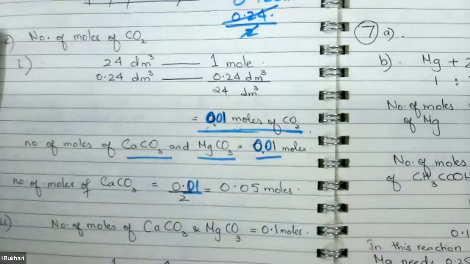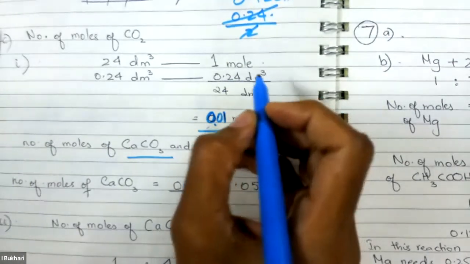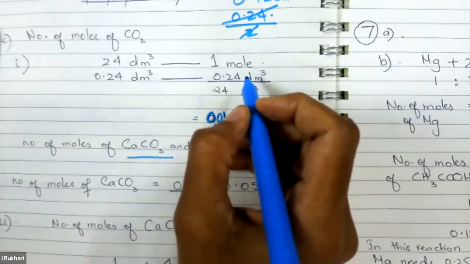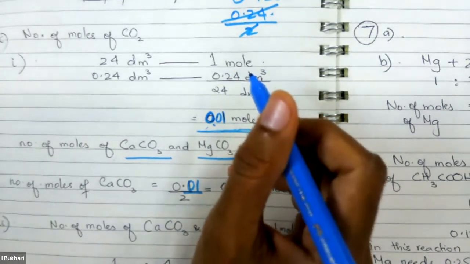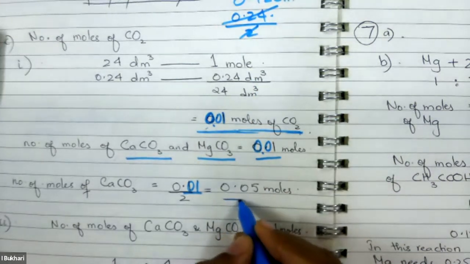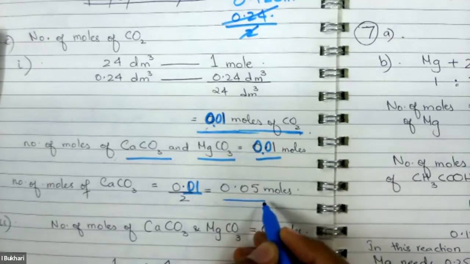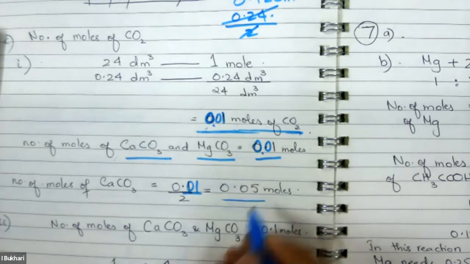Miss, for the first step, how did 24 become 0.24? Because 0.24 is the volume of carbon dioxide mentioned in the question. That was the volume of carbon dioxide produced. So did you understand why I divided? Yes, Miss, I didn't know that the carbon dioxide was for both.